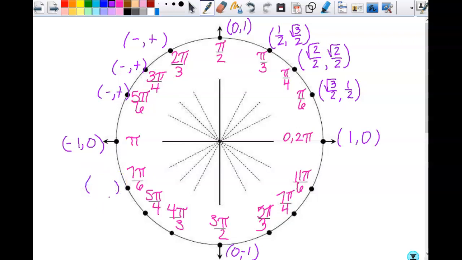What about here? What's negative here? Both of them. Negative, negative, negative, negative, negative, negative, right? They do look like little faces. And then what's negative here? Sine or cosine?